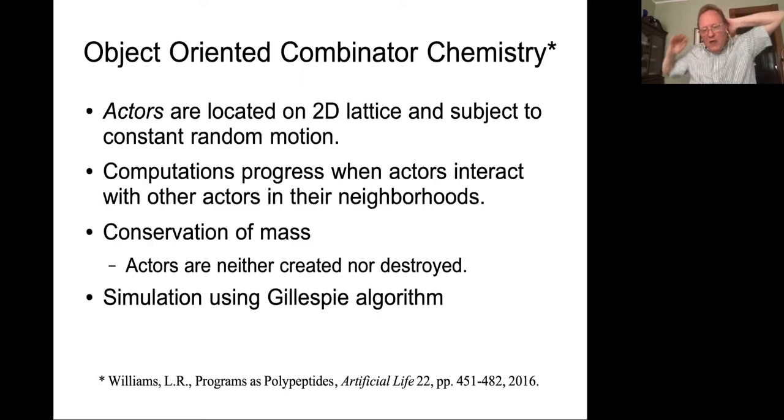It's shorter than object-oriented combinator chemistry. It's an artificial chemistry where the elements are not called atoms, they're called actors. That's because I was exposed to the actor model back in the day, and I like calling things actors, not agents or atoms. So actors are located on a 2D lattice and are subject to constant random motion. Computations progress when actors interact with other actors in their neighborhoods. There's conservation of mass. Actors are neither created nor destroyed. And the whole system is simulated using the Gillespie algorithm, which those of you in the A-chem community will probably recognize.